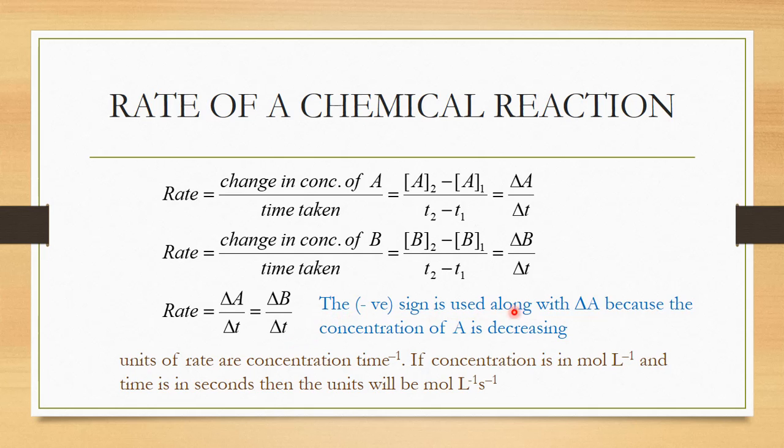A negative sign is also used along with the change in concentration of reactant because the concentration of reactant is decreasing. Units of rate will be concentration upon time. If concentration is in moles per liter and time is in seconds, then the units will be moles per liter per second.